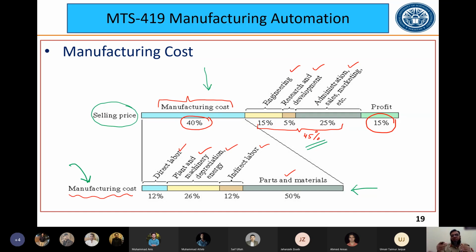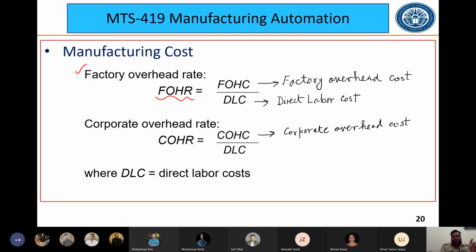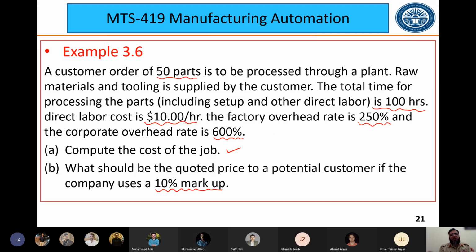या आप क्या कर सकते हैं, अपने प्रॉफिट्स को वही 15% रख के you can supply at a lower price. ठीक है? So this is the manufacturing cost. ये फॉर्मूला है कि फैक्ट्री ओवरहेड रेट निकालने का तरीका क्या है, कॉर्पोरेट ओवरहेड रेट निकालने का तरीका क्या है. सो ये these are given here, डायरेक्ट लेबर कॉस्ट के साथ और फैक्ट्री ओवरहेड. तो we will just find out by calculation of all this with the help of an example.